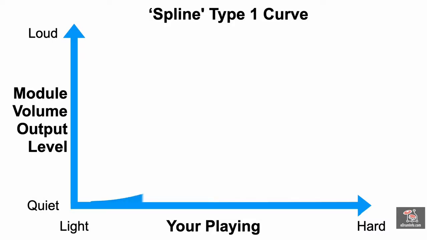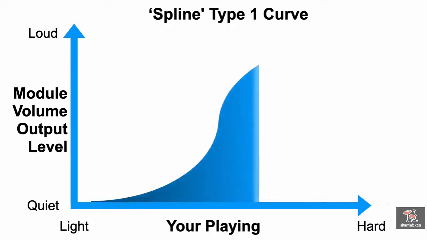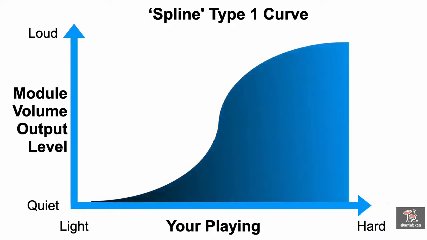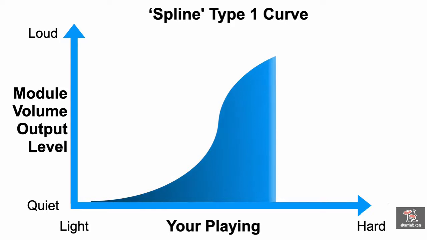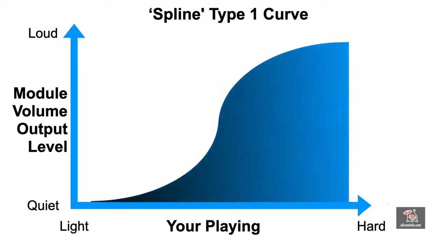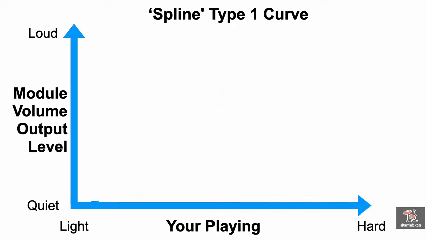Spline Type 1. This is almost a hybrid curve. At the bottom, it behaves like a hard or exponential curve, but at the top, it behaves like a loud or logarithmic curve. This makes ghost notes nice and quiet, but there is a massive volume boost in the middle range, and the loudest notes are very consistent.